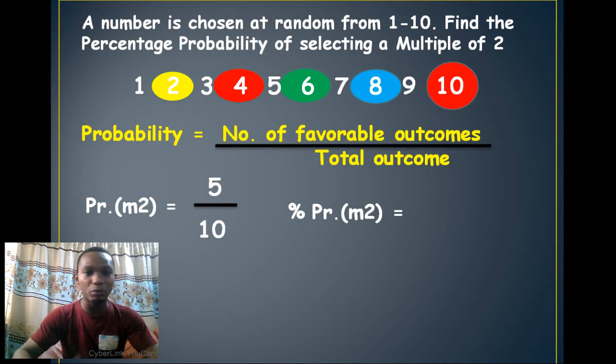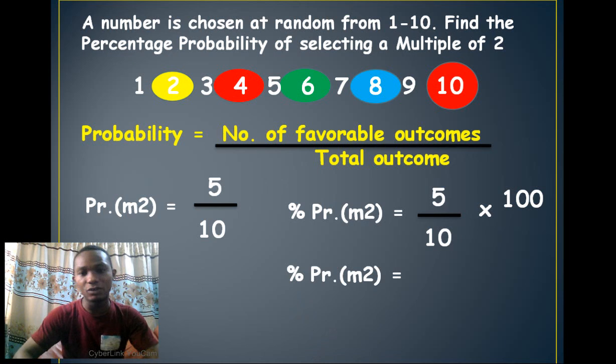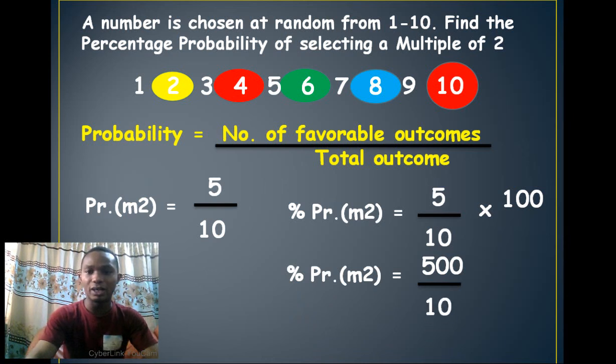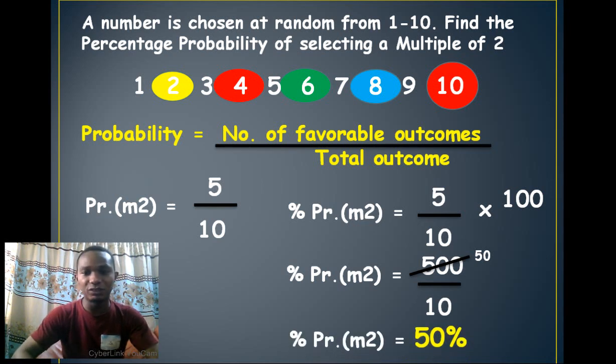Then the percentage probability of picking a multiple of 2 will be equal to 5/10 times what? 100 over 1. Then when you do that, the percentage probability of the multiple of 2 is equal to 500 over 10. When you divide, you get what? 50. Then we have 50%.